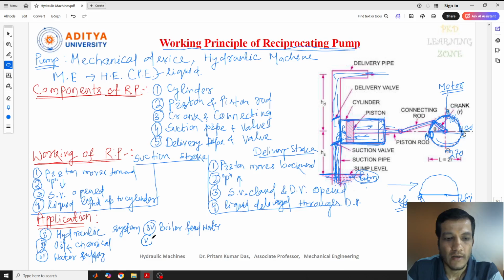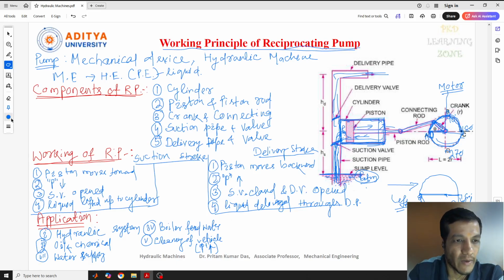And wherever high pressure liquids are required, like in vehicle cleaning shops, they mostly use this for the cleaning of vehicles, because in that case we need more pressure, high pressure is required. In that case also we can use this. So these are the basic applications.